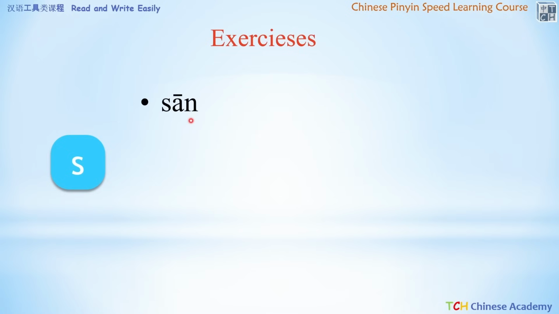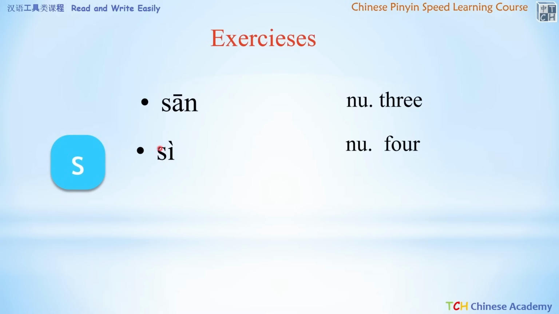三 means 3. 三 and this one 四, yi, the fourth tone falling down. So 四 means number 4.